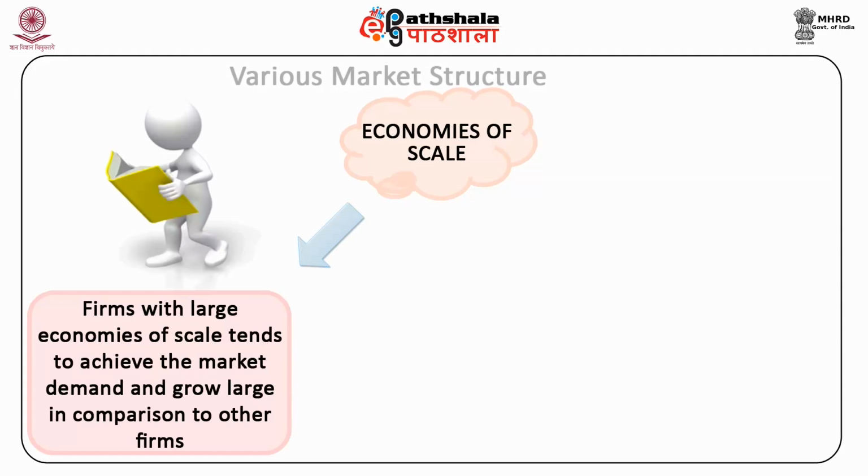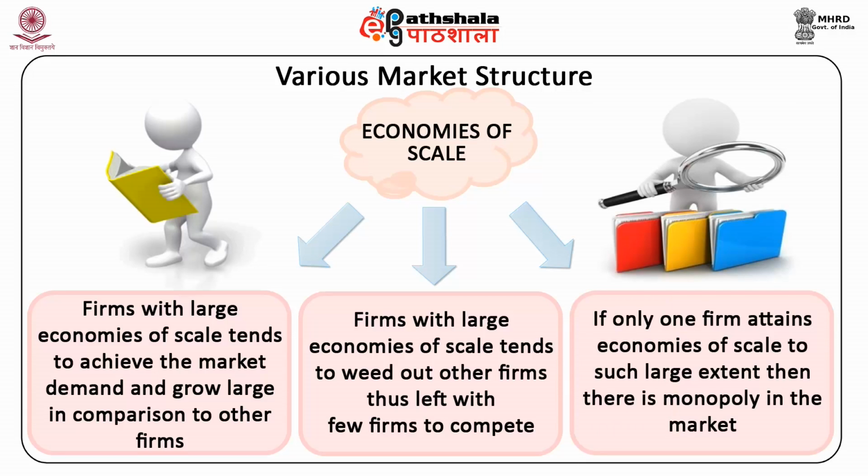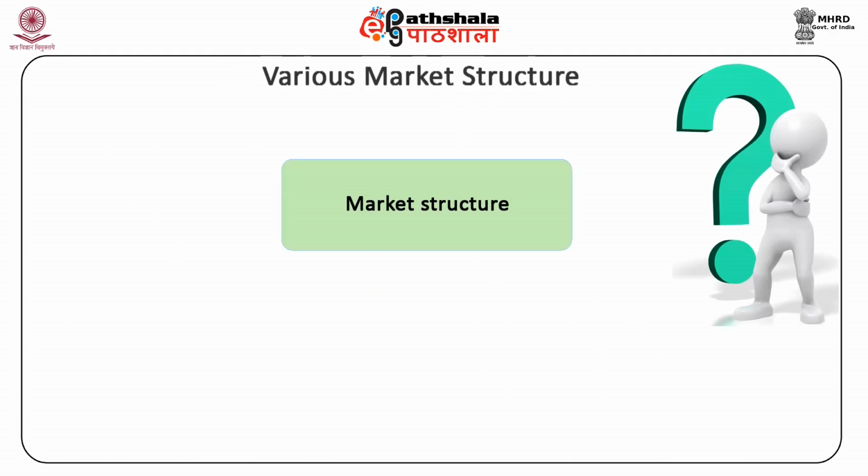Fifth determinant is economies of scale. Firms with large economies of scale tend to capture the market demand and grow large in comparison to other firms. They tend to weed out the other firms with the result that a few firms are left to compete with each other. This leads to the emergence of oligopoly. If only one firm attains the economies of scale to such a large extent that it is able to meet the entire market demand, there is monopoly.